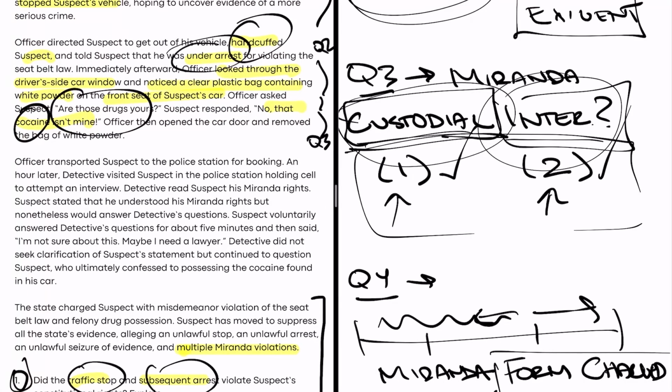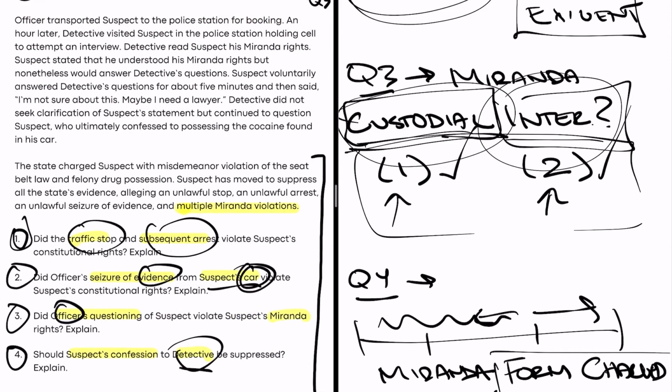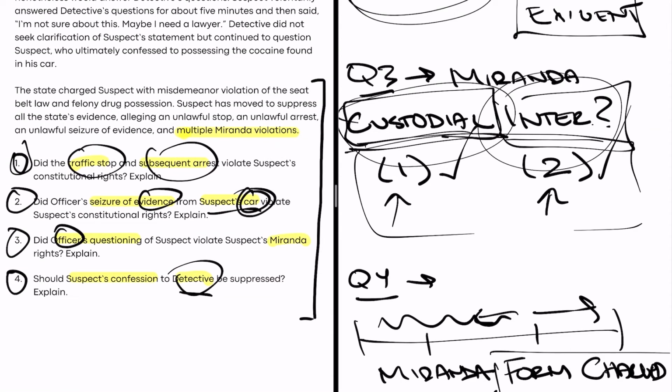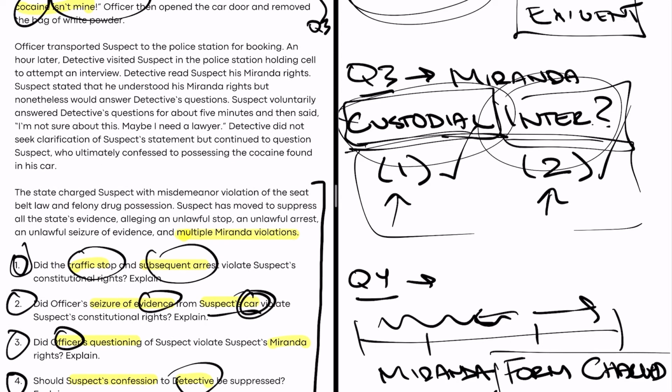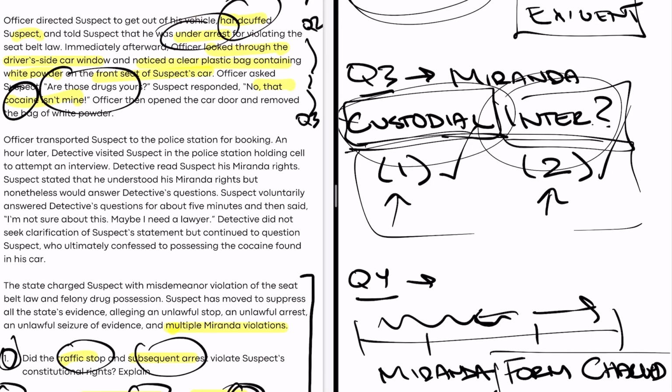He does not inform the suspect of his Miranda rights, but still conducts a custodial interrogation when he asks if the drugs are the suspect's. Therefore, to me, that does look like a violation of Miranda. We're looking at question number 3. Did officers' questioning of suspect violate suspect's Miranda rights? I would say yes. He conducted a custodial interrogation without telling the suspect what his Miranda rights are. It's a clear violation of Miranda.